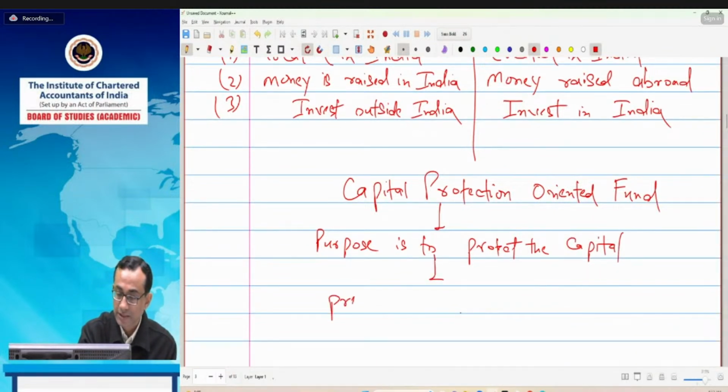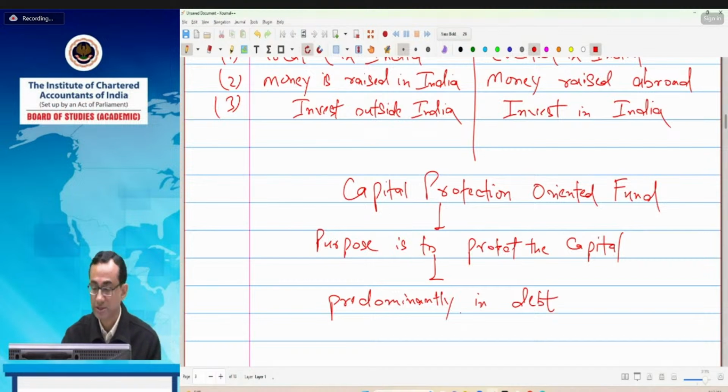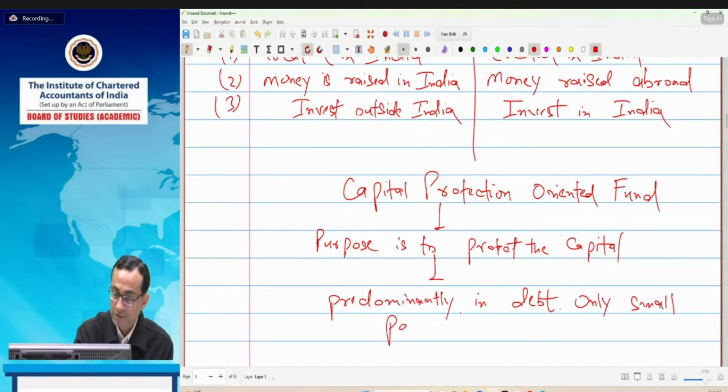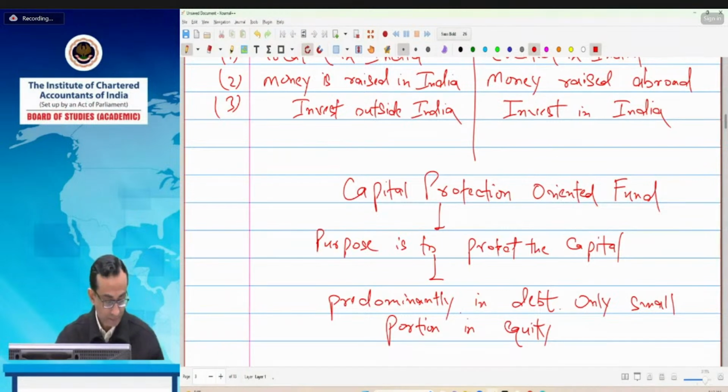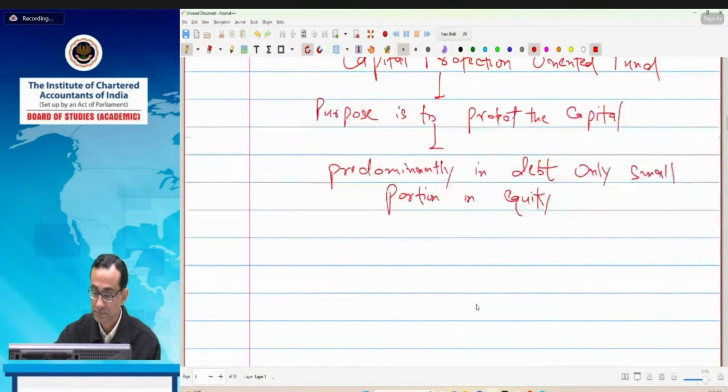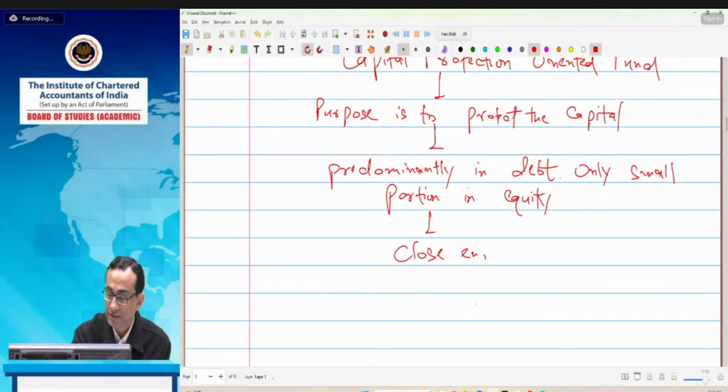Predominantly debt. Predominantly in debt means a heavy amount is invested in debt because the purpose is to protect the capital, and only a small portion in equity. And this capital protection oriented fund is basically a close ended fund.